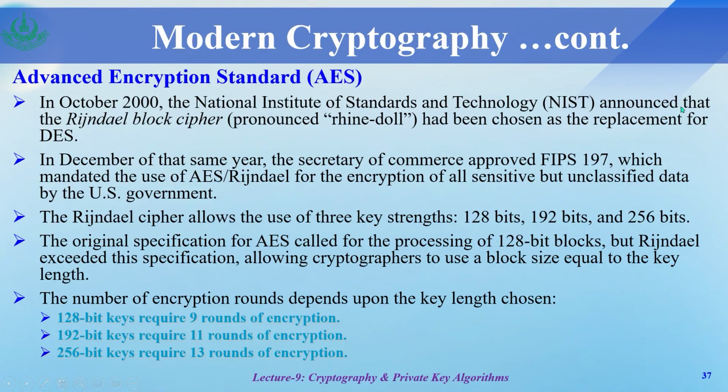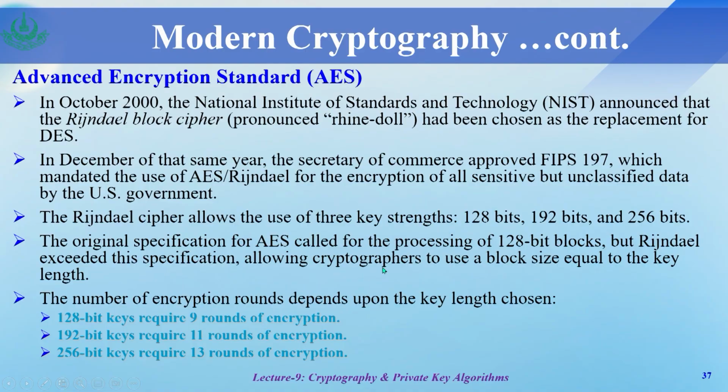Advanced Encryption Standard, AES. In October 2000, the National Institute of Standards and Technology (NIST) announced that the Rijndael block cipher, pronounced Rhine-doll, had been chosen as the replacement for DES. In December of that same year, the Secretary of Commerce approved the FIPS 197 document, which mandated the use of AES Rijndael for encryption of all sensitive but unclassified data by the US government.